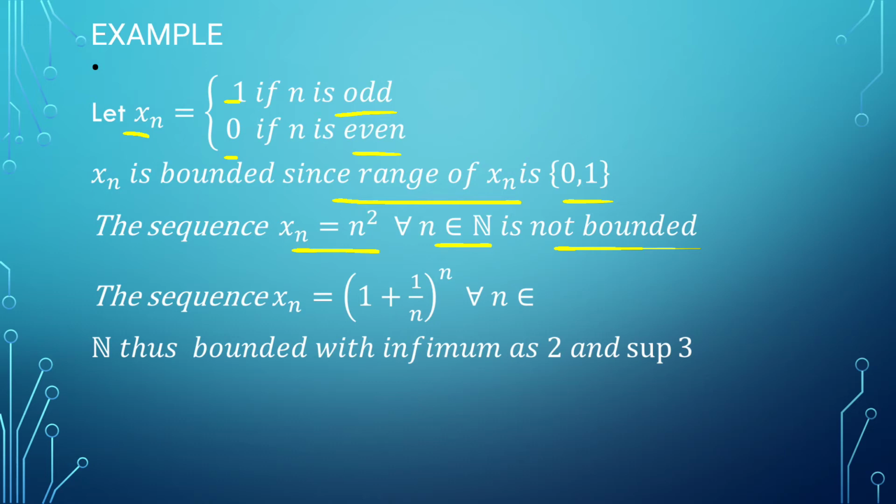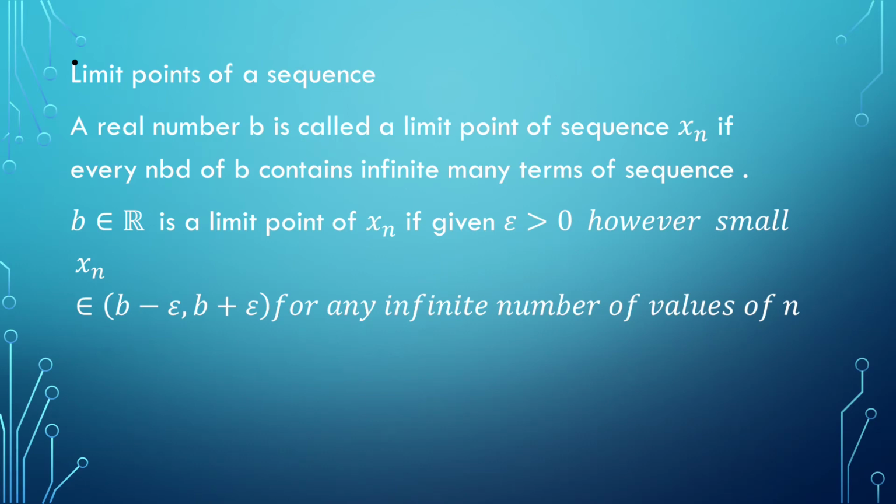In the sequence xn, another example given like this, for n in N, you'll find this one is bounded because it has an infimum, which is the greatest lower bound, of 2. You can see we'll have 2 when n is equal to 1. That's 2, and the supremum of 3. You can see the supremum will be 3, the least upper bound.